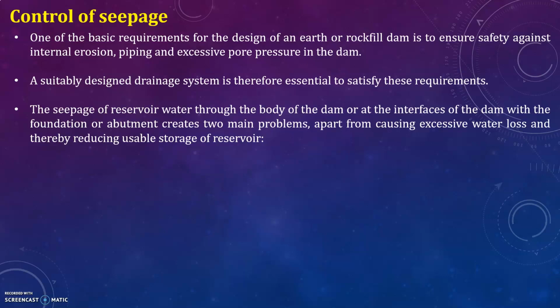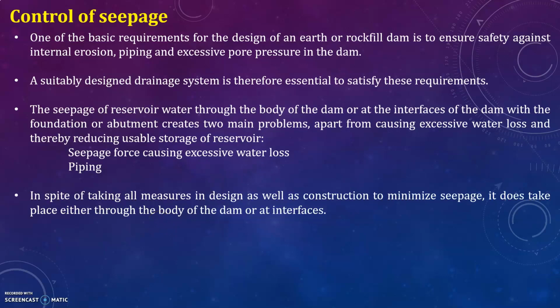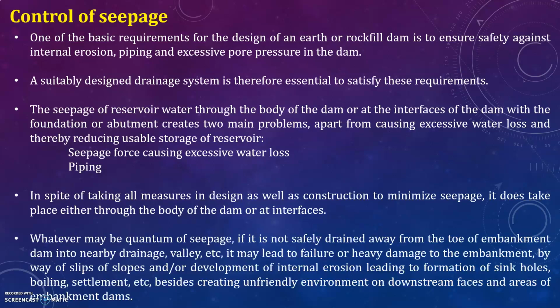Apart from causing excessive water loss and thereby reducing usable storage of reservoir, the first one is seepage force causing excessive water loss, and second one is piping. So these are the main two problems of the dam. In spite of taking all measures in design as well as construction to minimize seepage, it does take place either through the body of the dam or at interfaces.